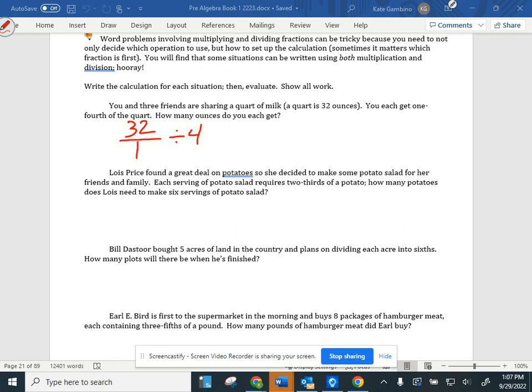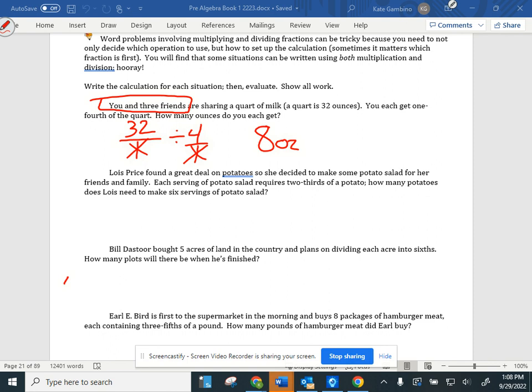Think it through. How many people are there? 4. We're dividing it up amongst us and our 3 friends, so 4 people. We're dividing 32 ounces up by 4 people. So you were right in that we're dividing, but we're dividing it by 4 people. So 32 divided by 4, we actually didn't have to put it into a fraction. We each get 8 ounces because we divided by 4 people.